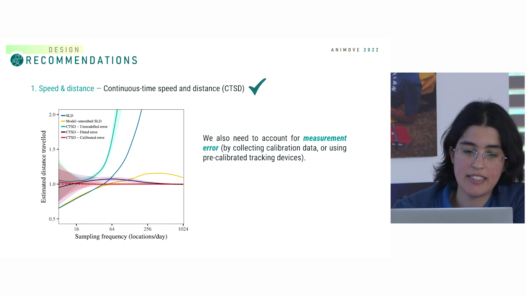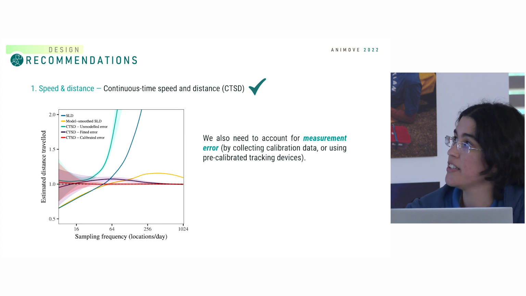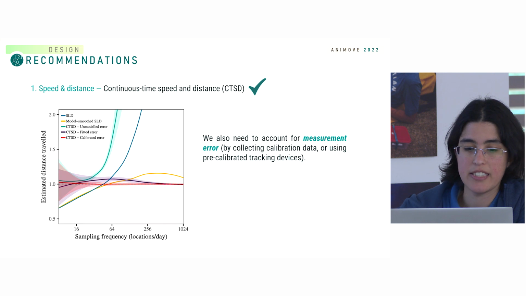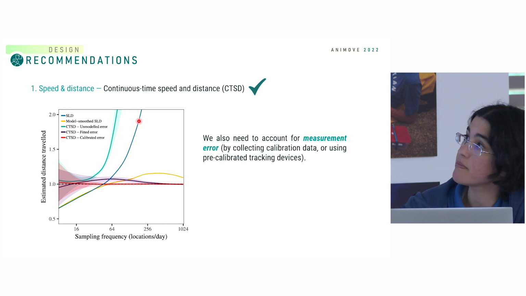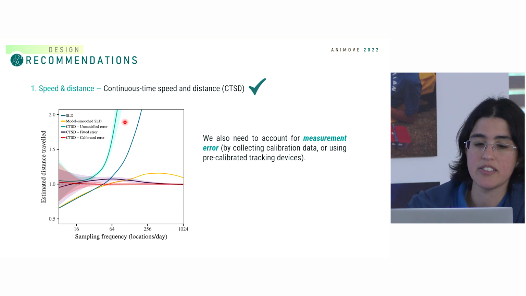And specifically in this case, we also want to account for measurement error by collecting calibration data for your GPS error or using pre-calibrated devices, because it's very important. We can see here that even with the CTMM estimator for speed, if it's a model error, here in green, it will also do the same thing of simply not being able to estimate the distance traveled correctly.